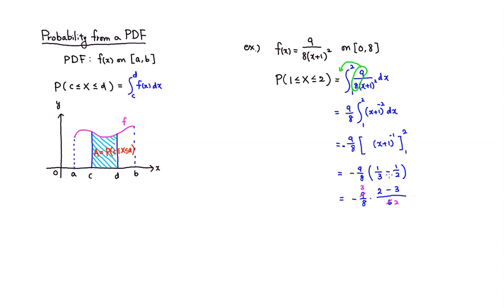So this is going to be equal to, you have a 3 on top, and you have a negative 1 times negative 1, so those cancel out. You have 2 times 8, which is 16. So 3 over 16 is the probability of x falling between 1 and 2. All right, that's it. I hope that this was clear.